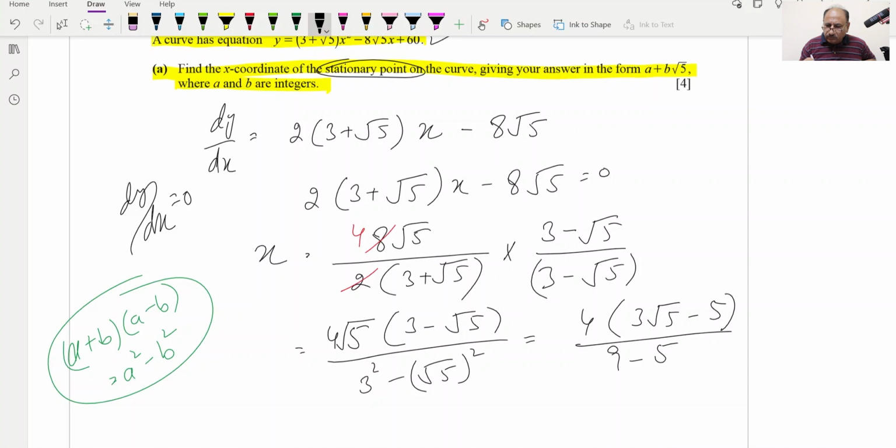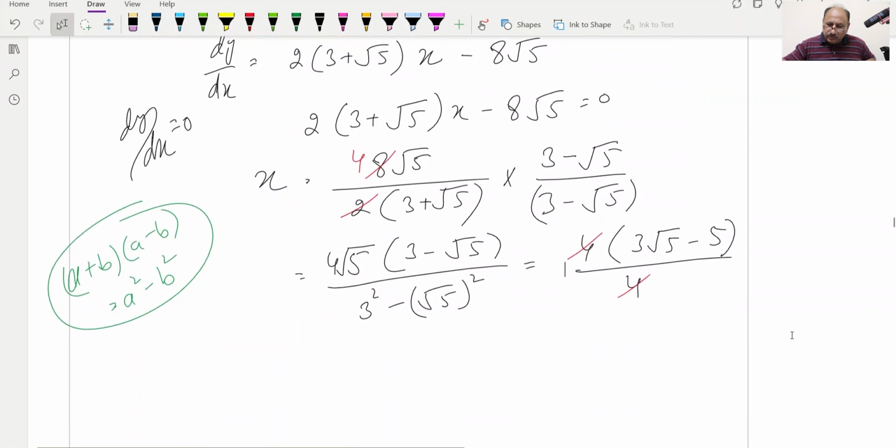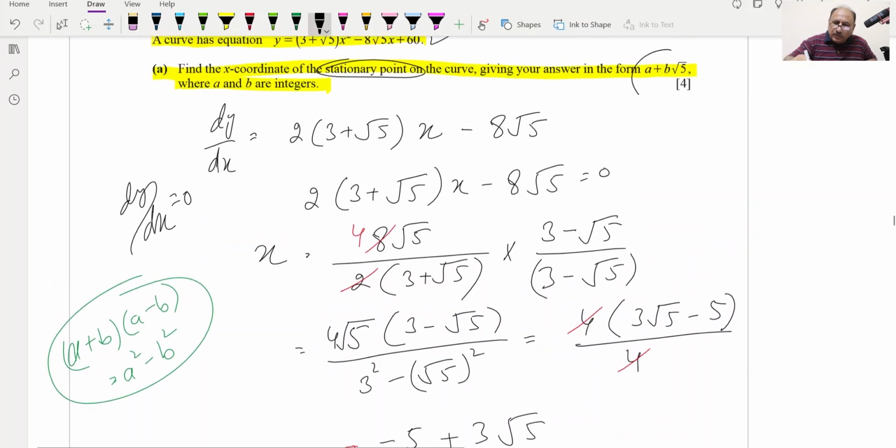So 9 minus 5 will be 4. So we can write here basically 4. So 4 and 4 will be cancelled. This and this will be cancelled. And we will get the answer basically over here. This will be minus 5 plus 3 under root 5, and they are saying we have to provide in this format.